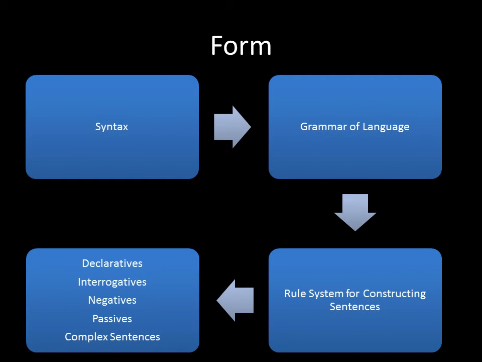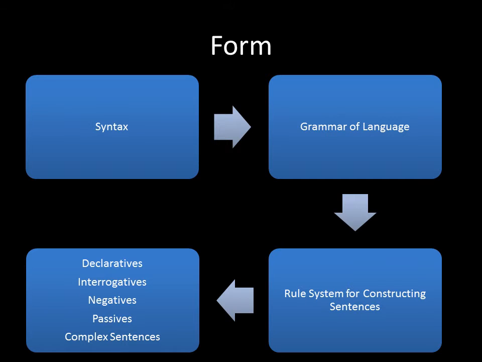The last part of form is syntax. Once again, syntax is a part of grammar. So syntax and morphology make up grammar. And syntax, remember, is word order. So it's the ability to put nouns and verbs, adjectives, adverbs together. This system, same as the morphological system, expands with age. So as children get older, their grammatical system becomes more complex.